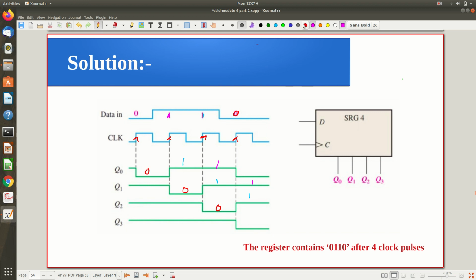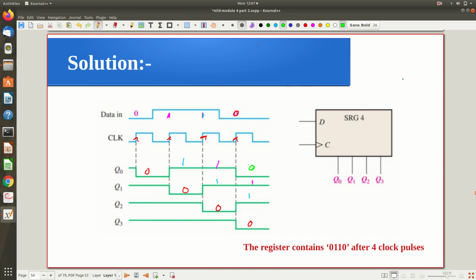Just like this we are continuing. I explained up to that. 0 will come here also. And finally, during the positive transition of the fourth clock cycle, you are now applying the last bit, that is again 0, and this Q0 will immediately show this 0. Now if you apply more clock pulses, the shifting will keep going on, but what we need is after 4 clock cycles.